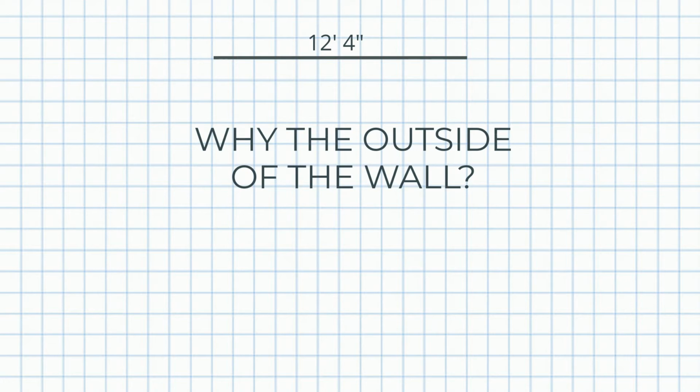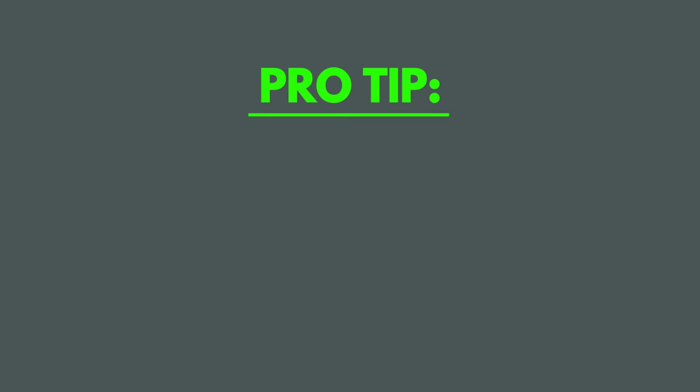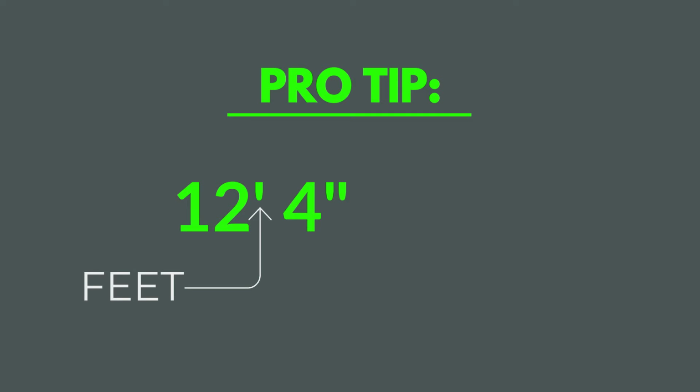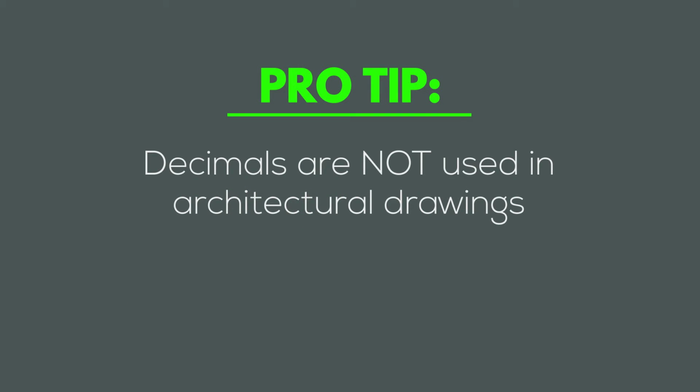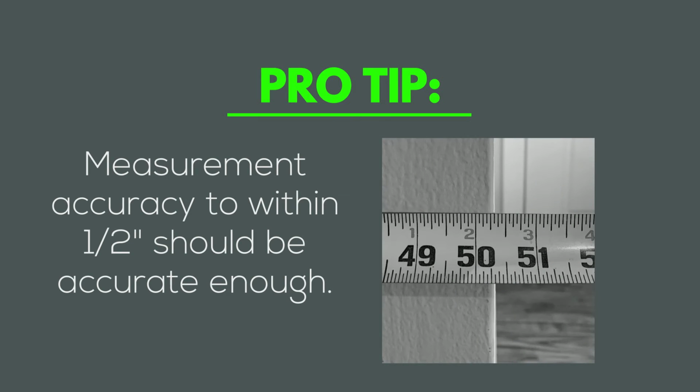Just outside of that wall, jot down the actual length measurement, which is 12 foot 4 inches in this example. Why the outside of the wall? Because we need the inside space to remain free to record other measurements later. Here's a pro tip for you. For architectural drawings, the correct format for a length measurement is with the single quotation mark representing feet and the double mark representing inches. Decimals are not used in architectural drawings. For our purposes, a measurement accuracy to within half an inch should also be more than accurate enough.